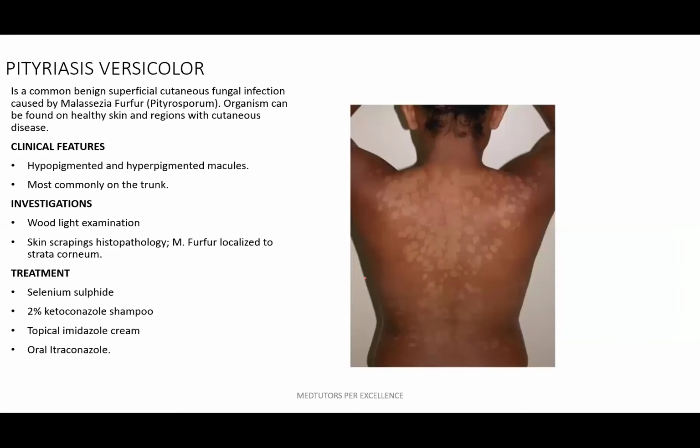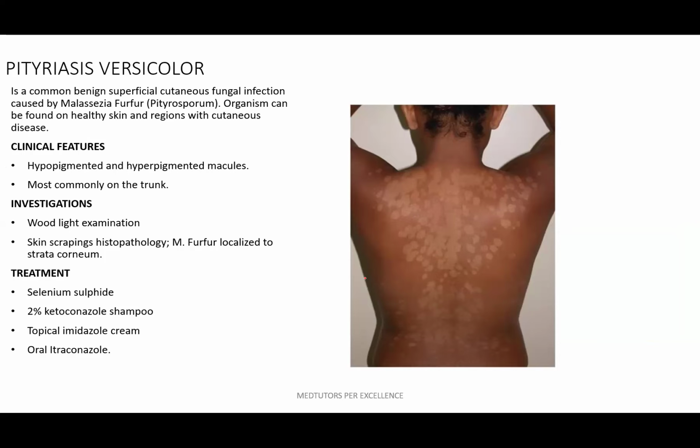This one is called pityriasis versicolor. I know most of you call it eczema, skin eczema, pityriasis versicolor. It's a common benign superficial cutaneous fungal infection. It is caused by a fungus called Malassezia furfur, Pityrosporum. It's an organism that is commonly found on healthy skin, a region with cutaneous disease.